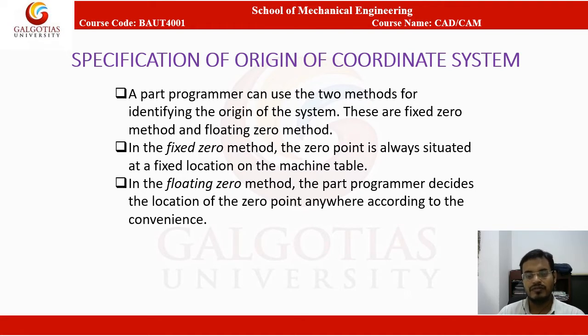So the coordinate system in the CNC machine works on two things: the absolute system and the incremental system. A part programmer can use the two methods. In the fixed zero method, the zero point is always situated at a fixed location on the machine table. In the floating zero method, the part programmer decides the location of the zero point anywhere, according to convenience.